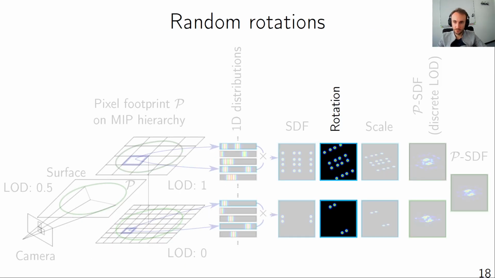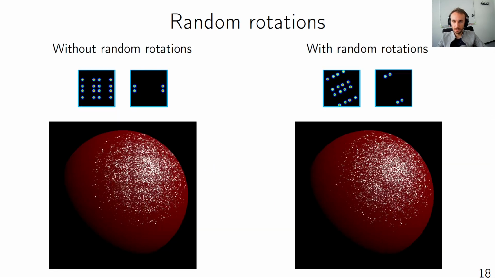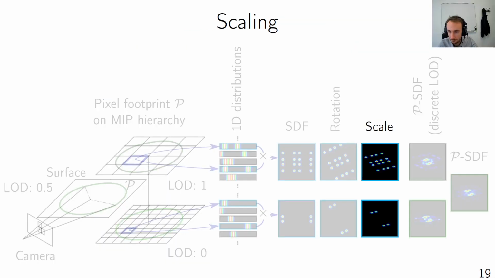Now I will show you what happens if we don't apply random rotations to the SDFs. We have glint alignments with few distributions in the dictionary as the lobes are all aligned in the X and Y directions. Random rotations per cell remove these alignments, which improves the rendering quality.